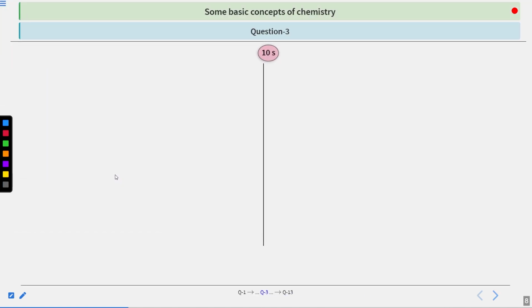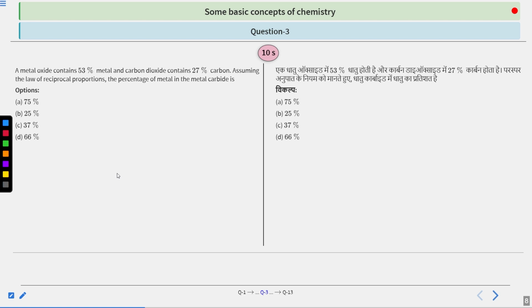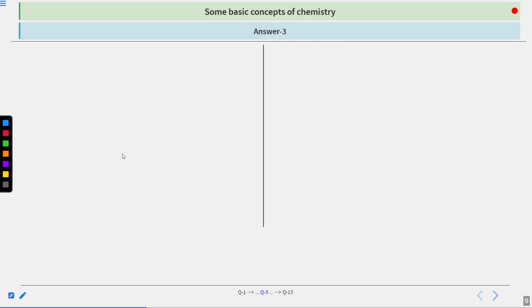Question number 3. A metal oxide contains 53% metal and carbon dioxide contains 27% carbon. Assuming the law of reciprocal proportions, the percentage of metal in the metal carbide is: the options are A 75%, B 25%, C 37% and D 66%. You have some time to solve this question. Your time starts now. Let us look at the answer now.